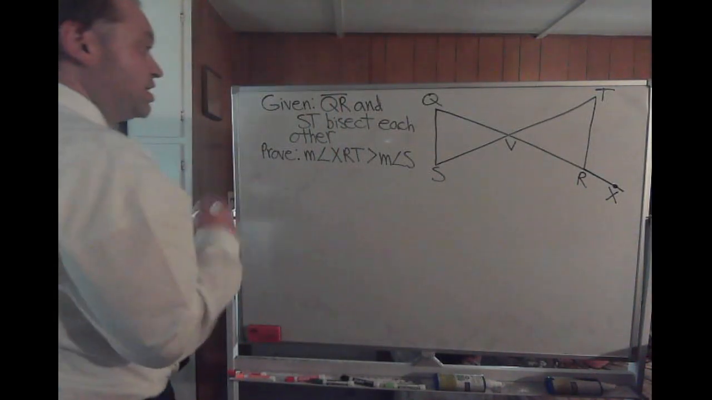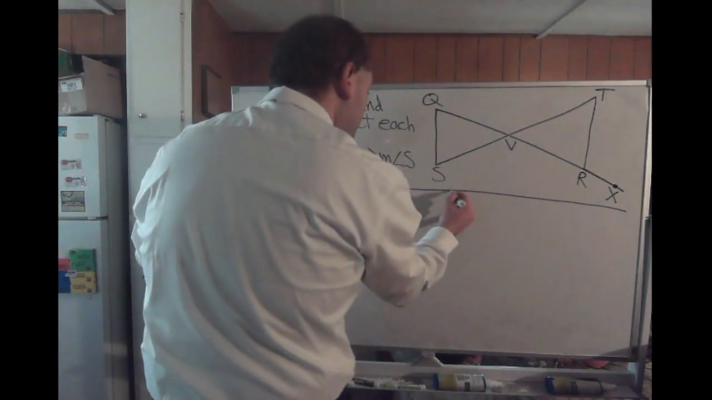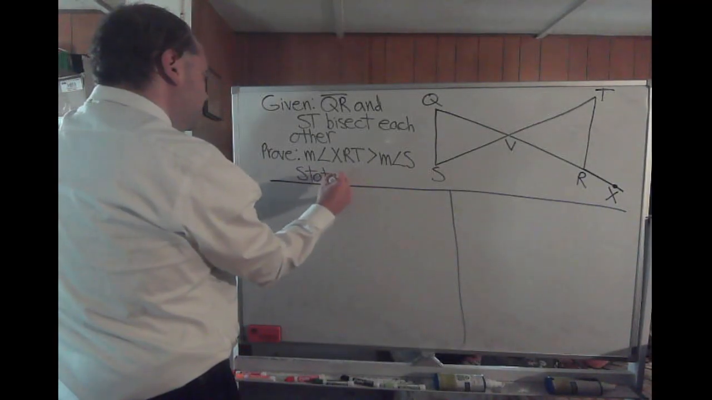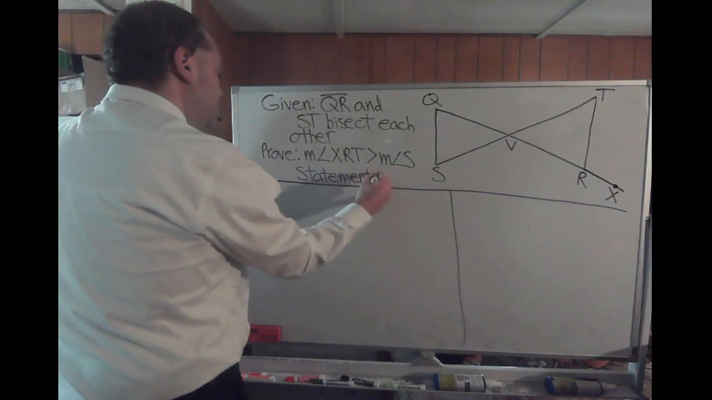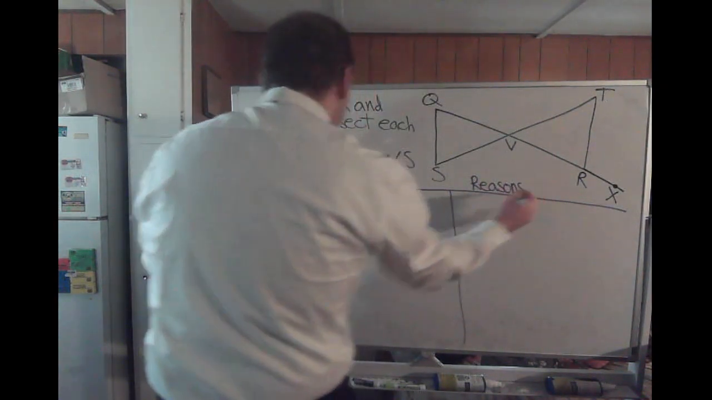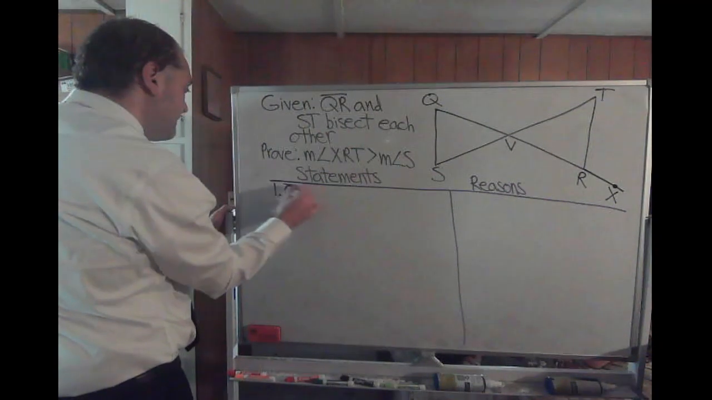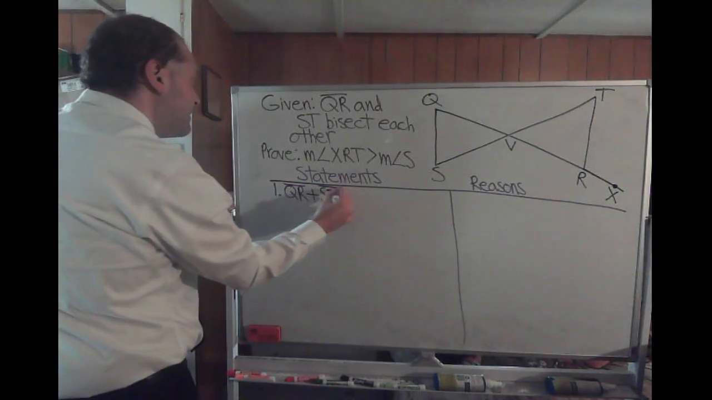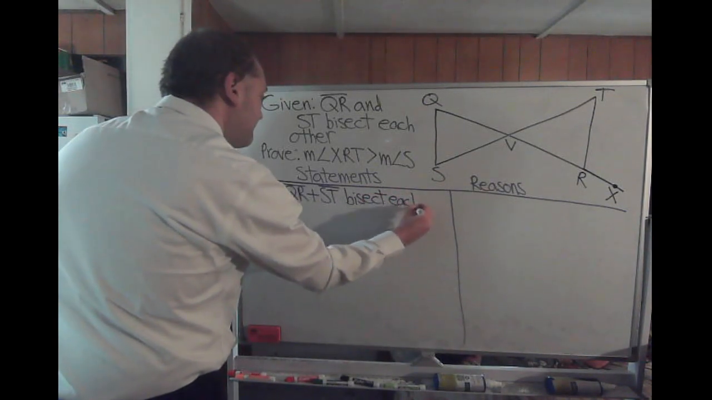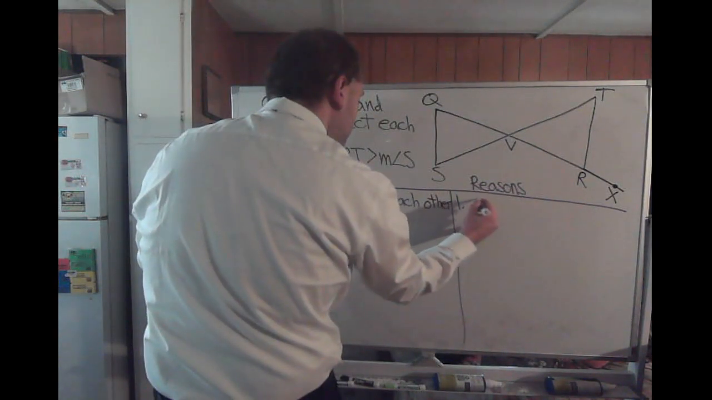So let's go ahead and draw our columns again here. I should make them big simply for the fact that there's going to be a lot of information to cram into this. So I got statements here on the left. I got reasons on the right. Okay, so what's our first statement? Well, start with the given that QR and ST bisect each other. The reason, of course, that was given to us.